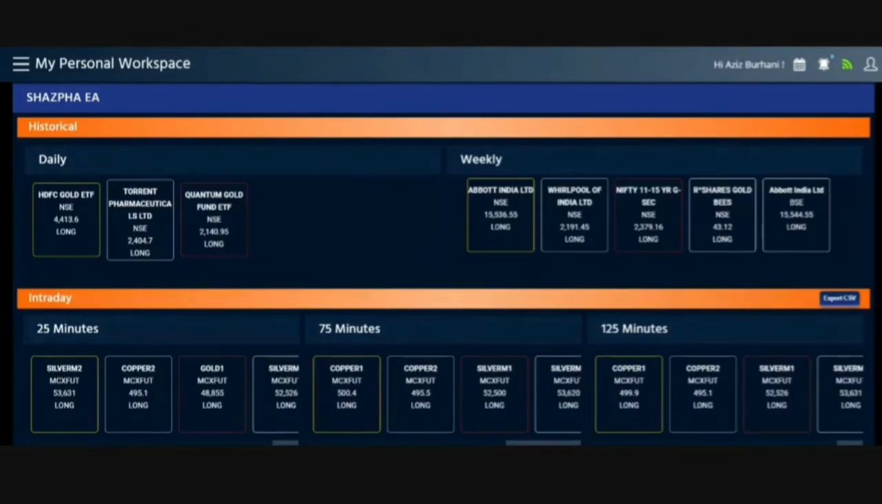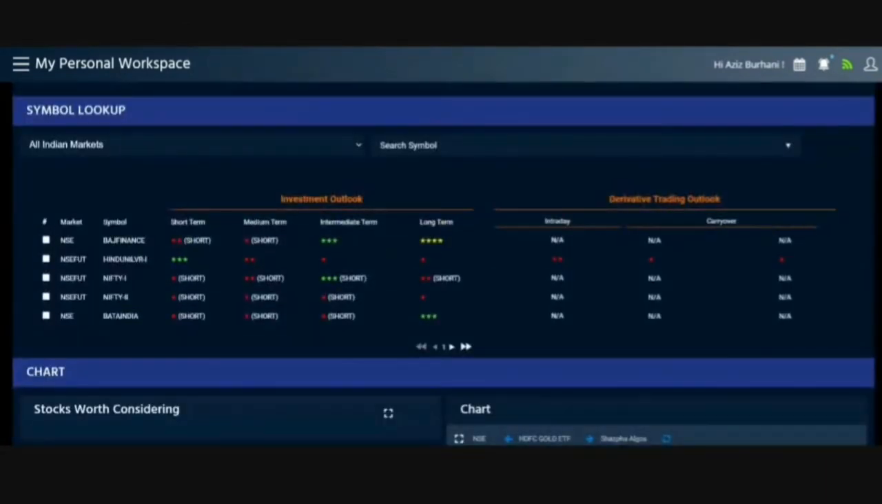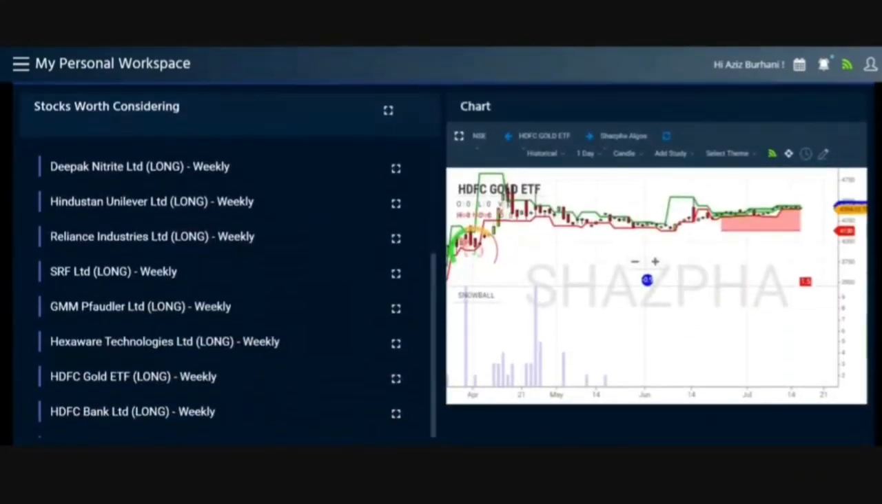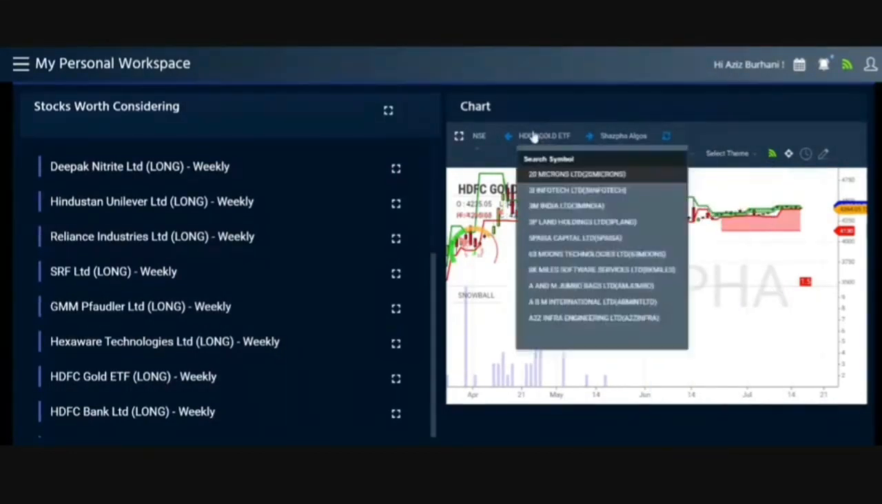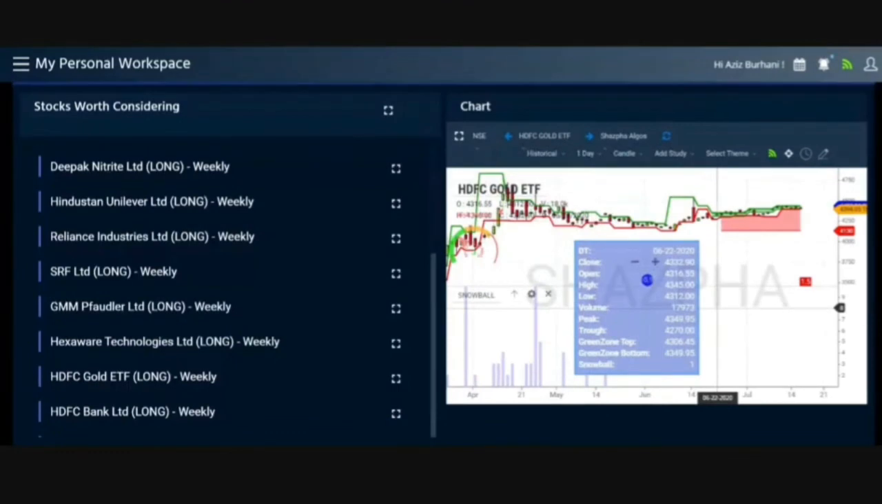Okay, so this is the personal workspace. There is a mini chart window. If you want to stay on my personal workspace, and you don't want to toggle between charts and your dashboard, all chart features are available here. There is nothing that you cannot do here. You can select the time frame, you can add your study, you can select your theme. You can do whatever you want, and the charts are here.